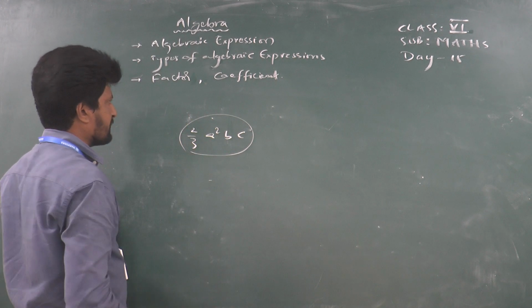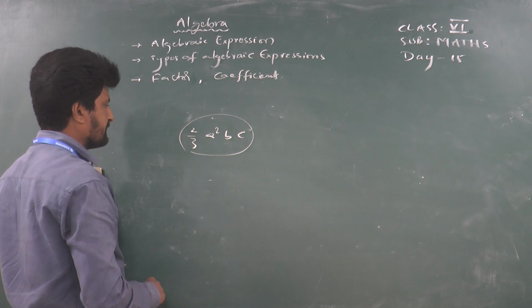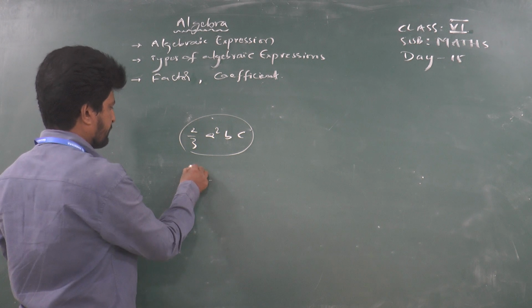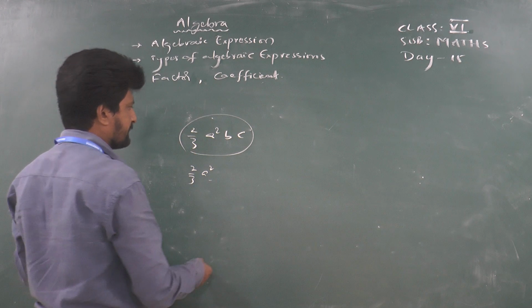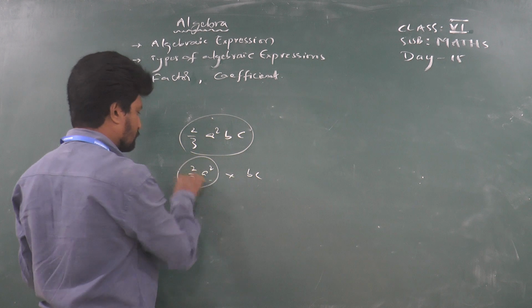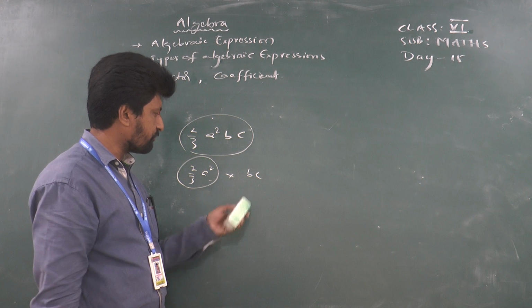Now I consider this term only. I am discussing the coefficient. I am considering again this term only. In that, whichever factor I am taking, that means 2 by 3 a square I am taking, what is the other factor? Except 2 by 3 a square, the other factor is BC. Now this 2 by 3 a square is called the coefficient of the factor.